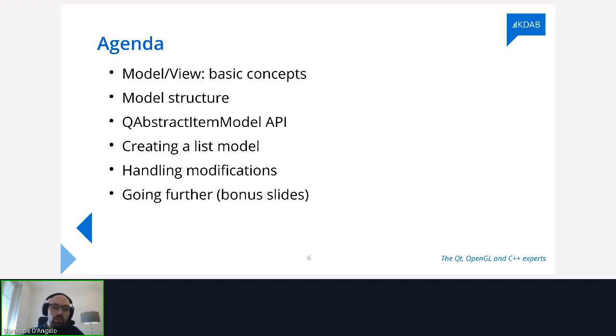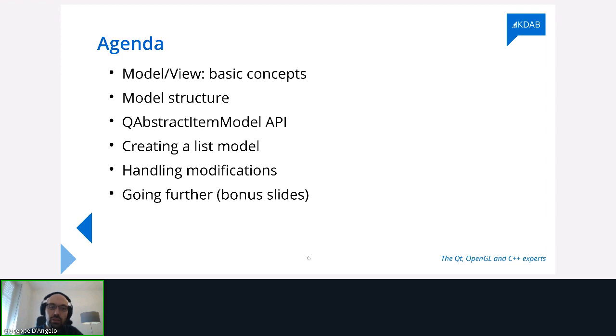And then we will focus exclusively on the model part of things. So what is the structure of a model in Qt? What kind of data can be represented by a model? And how do we access this data in a model? This will naturally go into discussing the base class of all models, which is this class called QAbstractItemModel. We will have an overview of its API.